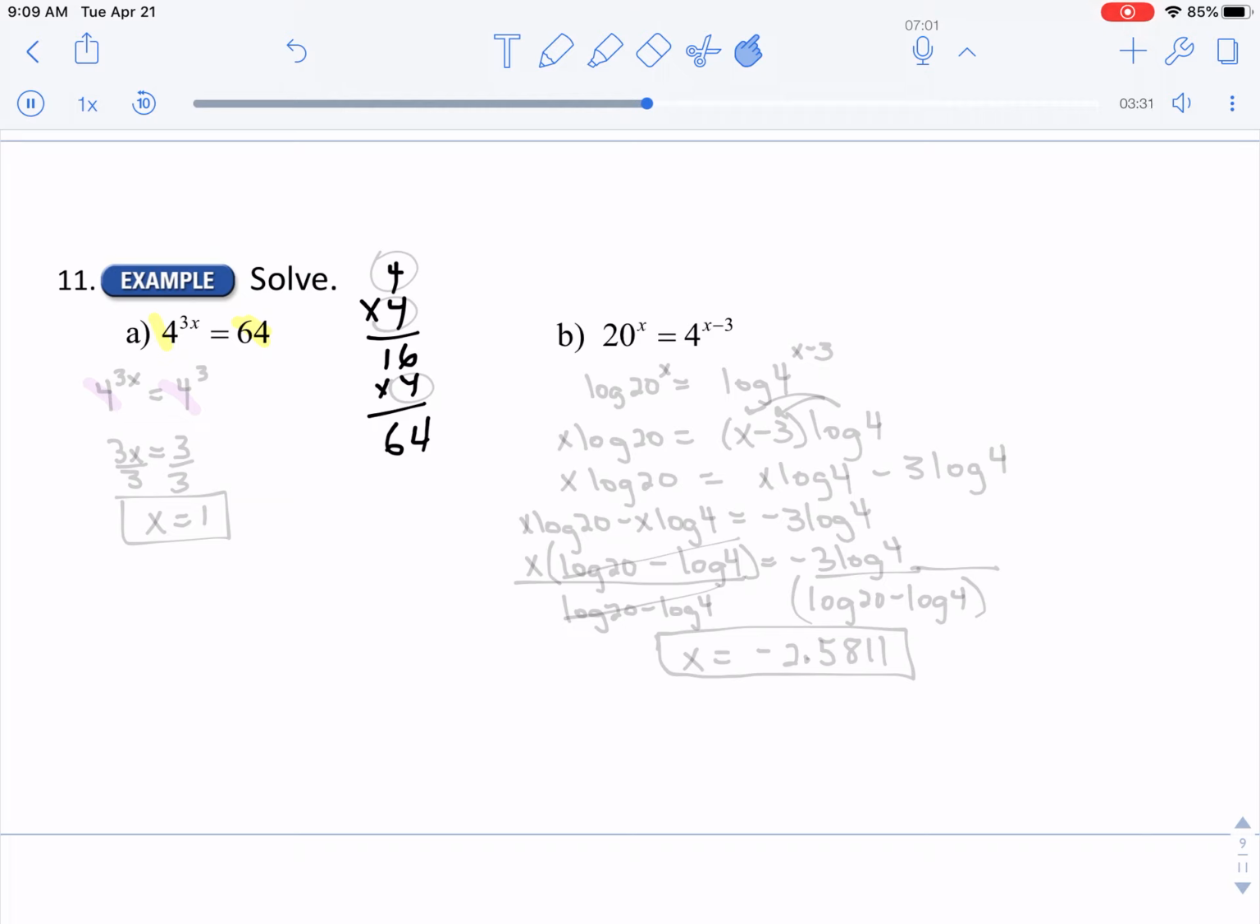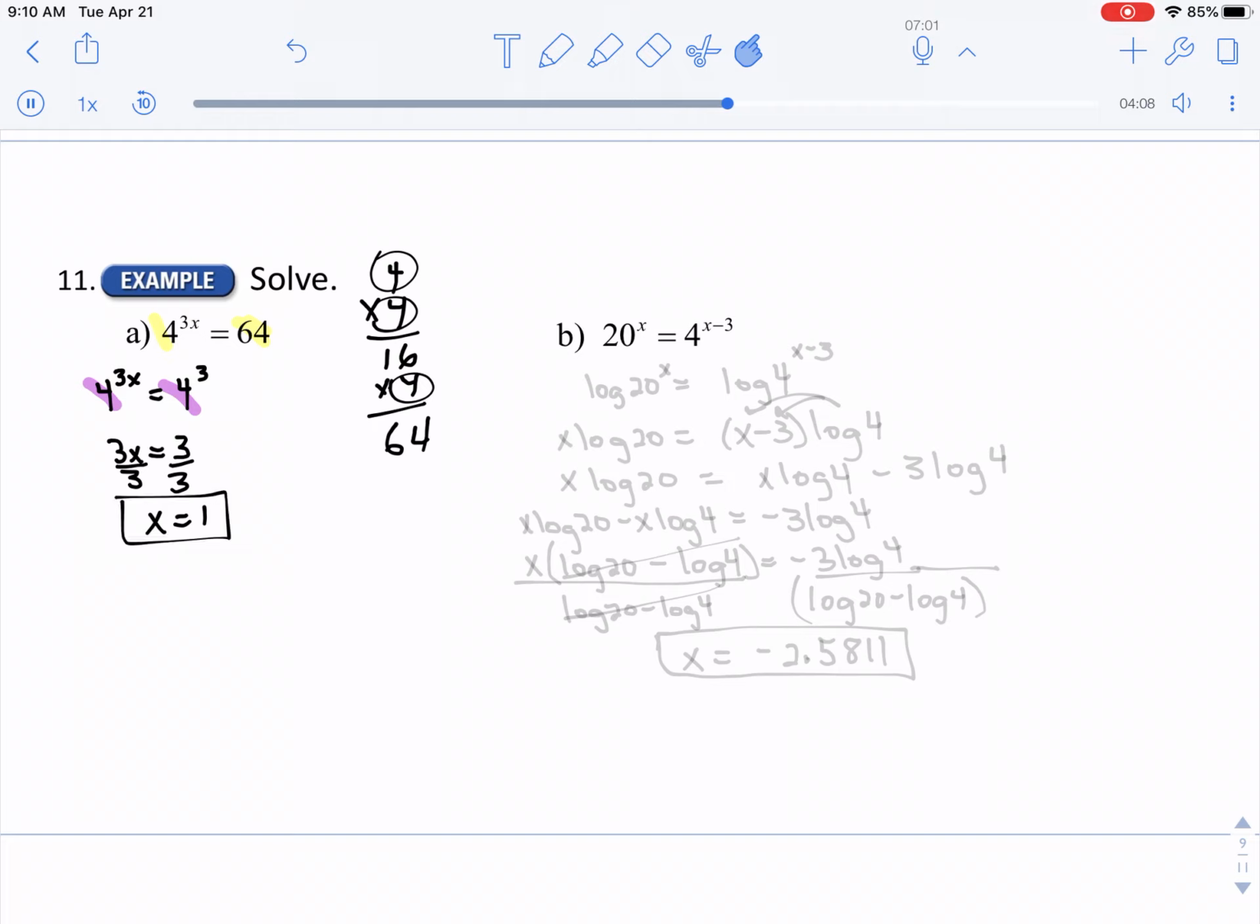So yes, I can. I can rewrite this problem as 4 to the 3x power equals 4 to the third power. Now, once you've got your bases equal, notice my two bases are equal, a 4 and a 4. Once that happens, you can ignore the bases, and your equation is that 3x must equal 3. Divide both sides by 3, and you get x equals 1, and that's the answer.